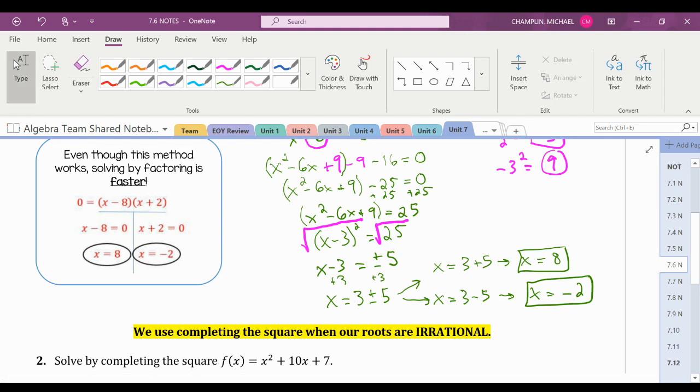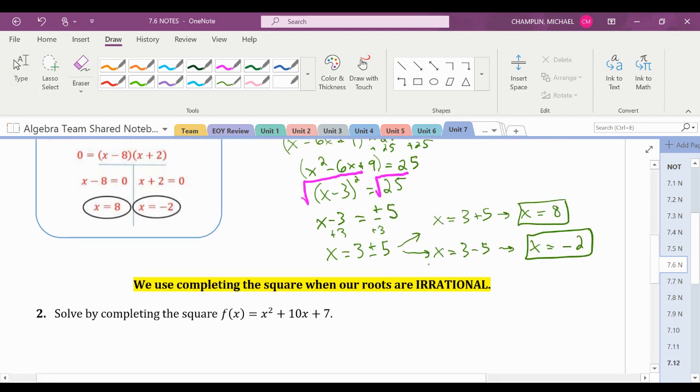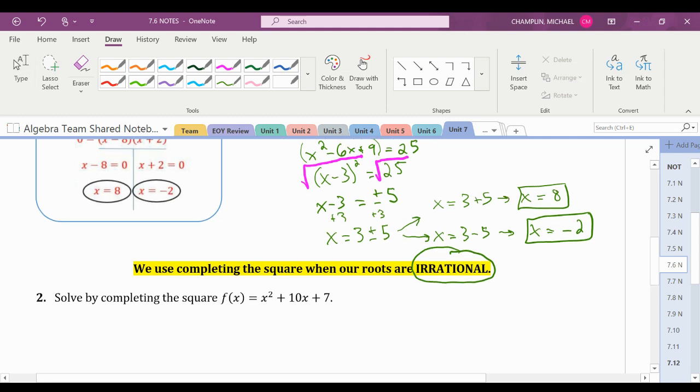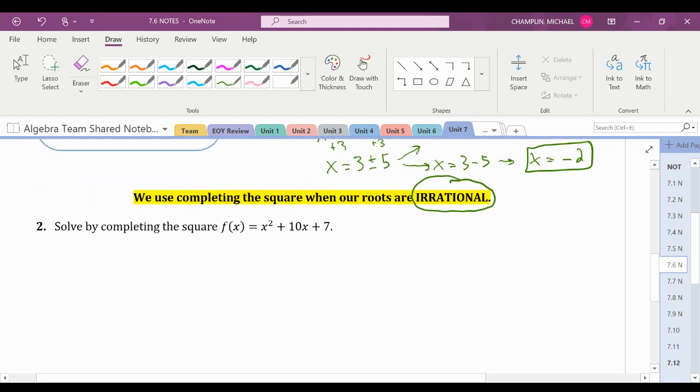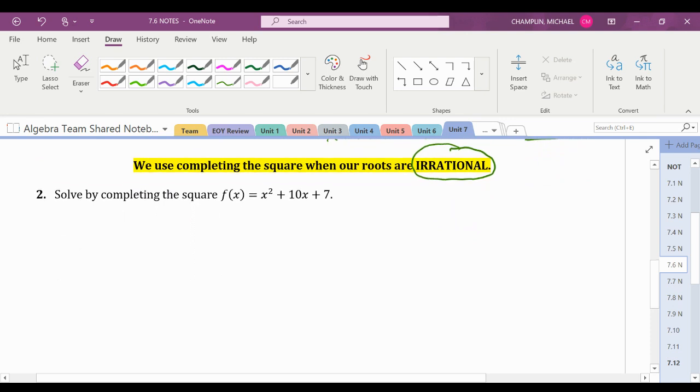Let's try another one, but this time let's try it with irrational answers. So these aren't going to be whole numbers. You're going to get decimals, or you're going to leave them in your radical form, all right? So it says solve by completing the square, x squared plus 10x plus 7. You're going to set that equal to 0. So I have x squared plus 10x plus 7 equals 0.